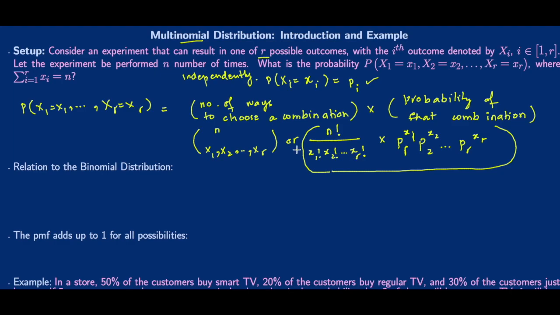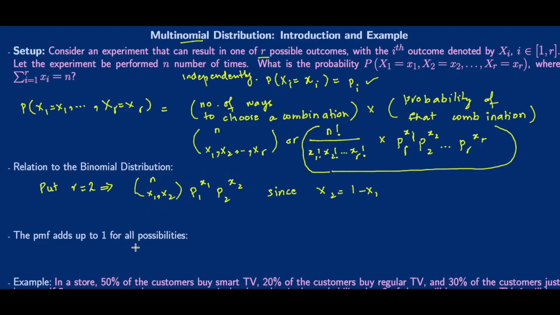And what is the relation to the binomial distribution? The relation is that you put r equal to 2. If you put r equal to 2, what do we get? We get n choose x1, x2, times p1 to the x1 times p2 to the x2, and since x2 is equal to n minus x1, this is exactly the binomial distribution for us.